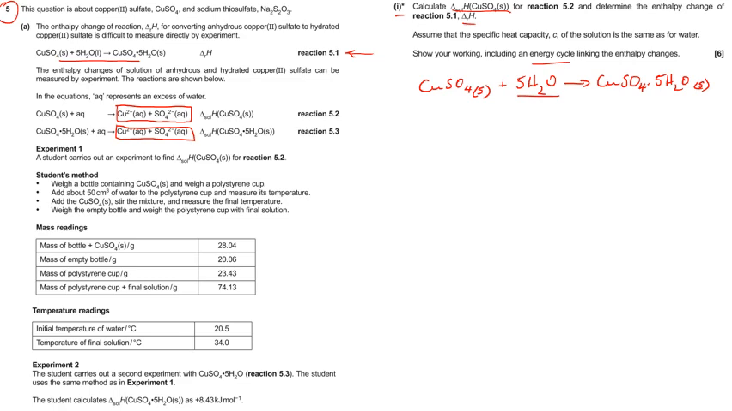So for that reason we do it indirectly and use Hess's law. This reaction is when we add water to anhydrous copper sulfate, and we get copper sulfate solution. And that is when we do the same reaction, except we start with hydrated copper sulfate instead. And we've got plus aqueous there.